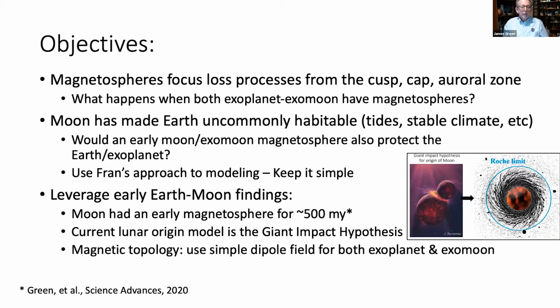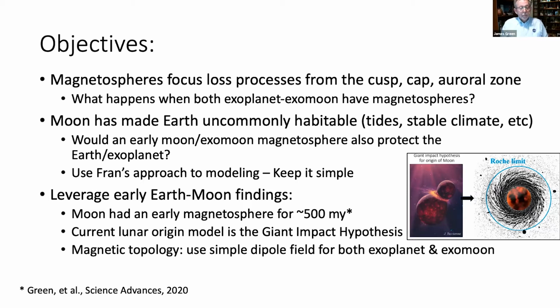Now we're going to take the Fran Bagenal approach, which is keep it simple. We'll start the process by using what we've learned about the Earth-Moon findings. What's happened over the last couple of years is some really great work looking at Apollo samples that has told us that the early moon did indeed have a magnetosphere for perhaps as long as 500 million years.